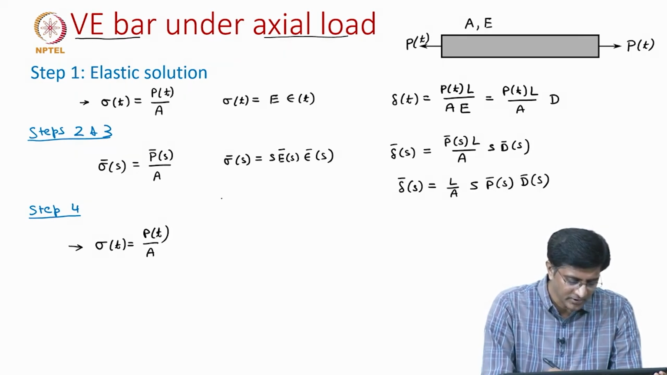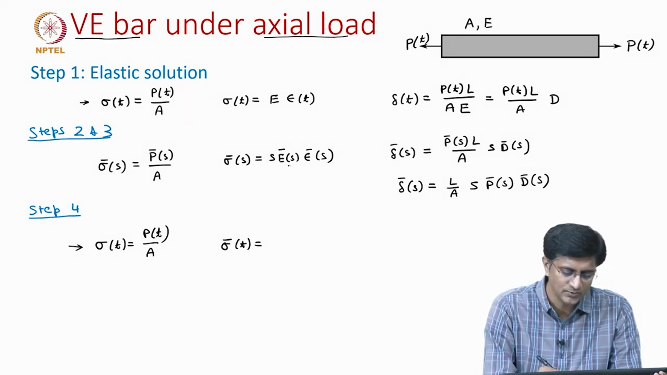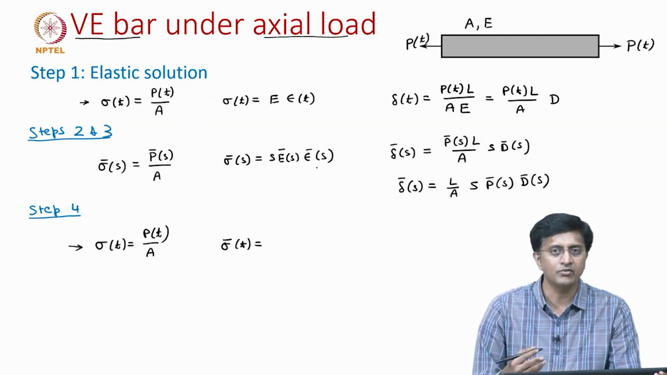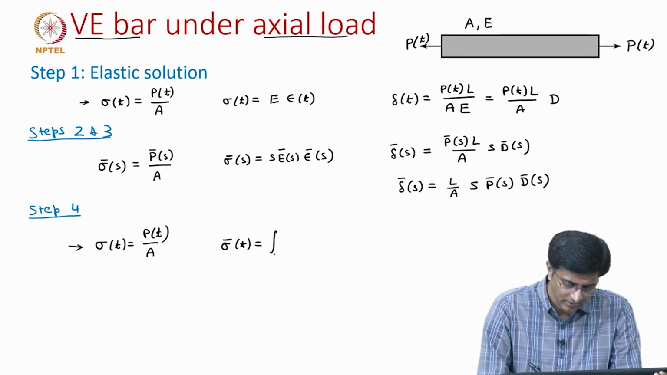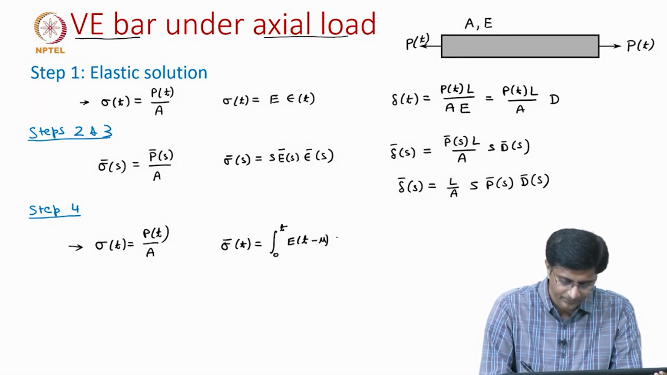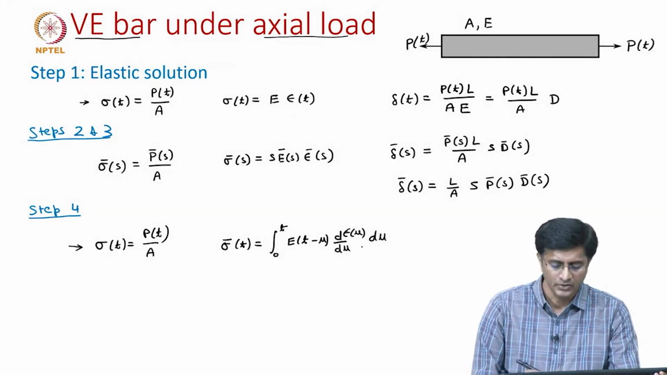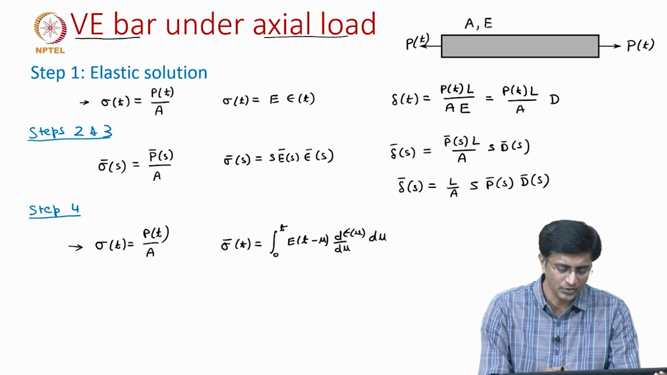So, now let us apply the inverse Laplace transform. It should be sigma of t, but now we have this s times a product of two functions. Again, we can apply the convolution integral to write this as the integral from 0 to t of E of t minus u, d by du of the strain, written in terms of u and du. Okay. This is simply the definition we have studied about the convolution integral.